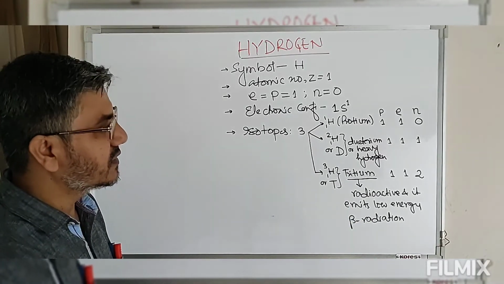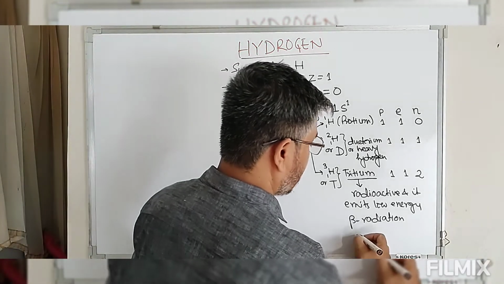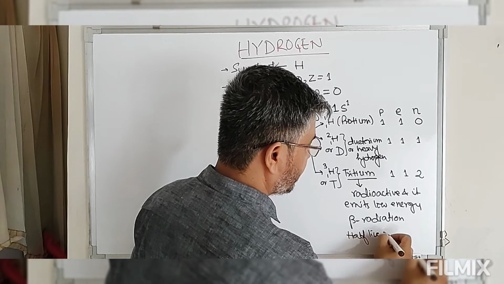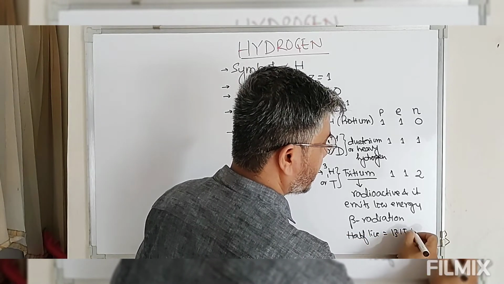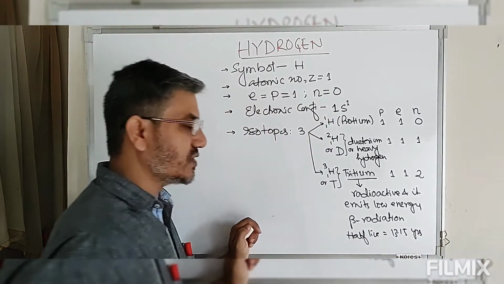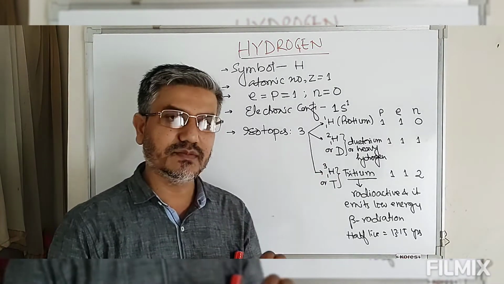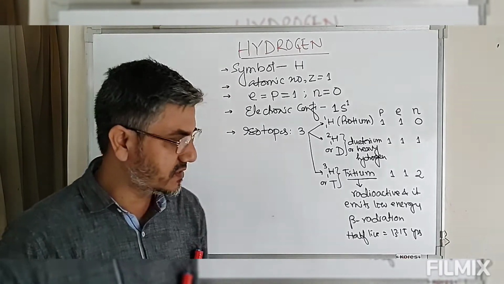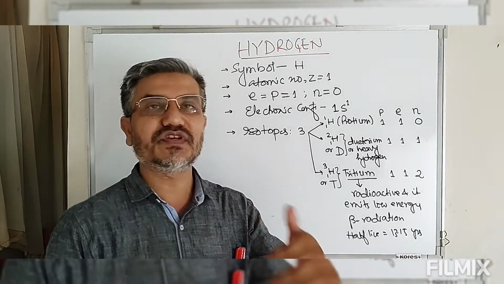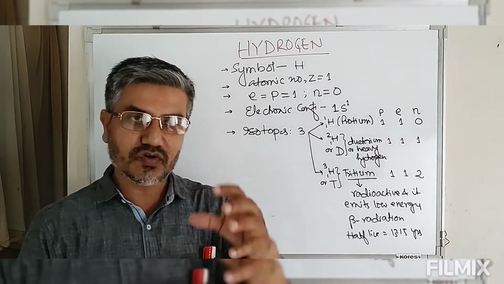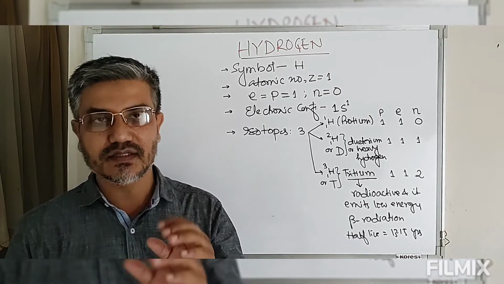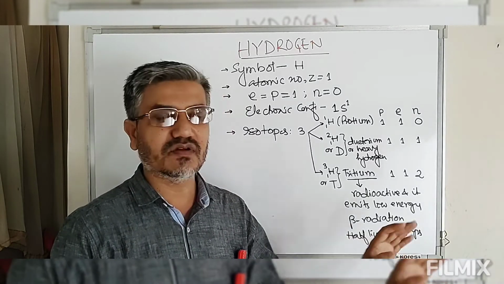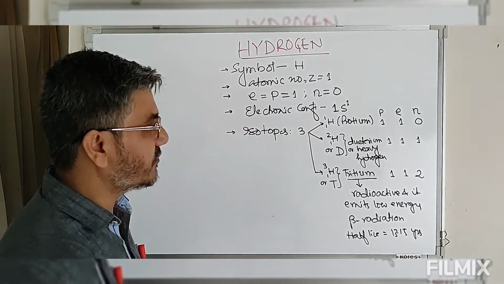is 13.15 years. That means if suppose we take 1 gram of this tritium, how many years are required to decompose from 1 gram to 0.5 grams? 13.15 years is required. Or if suppose we are starting with 100 grams of this tritium, how many years are required to go from 100 grams to 50 grams? That is 13.15 years. So this is the half-life of this.